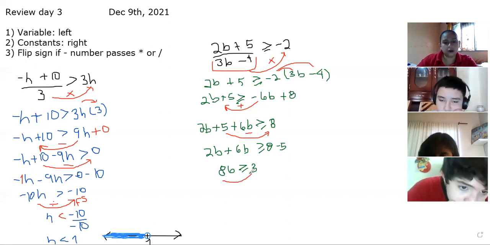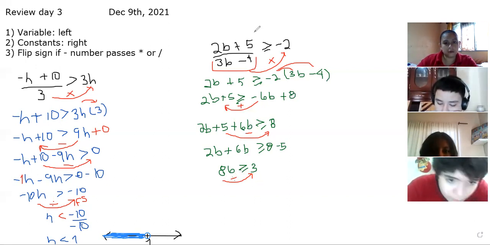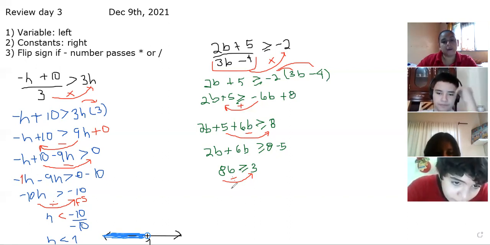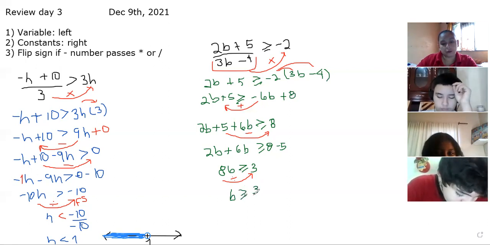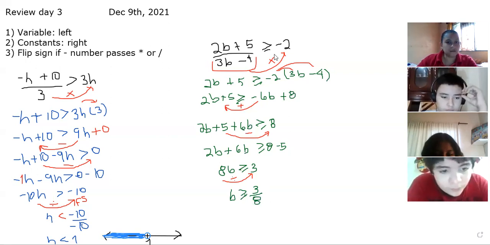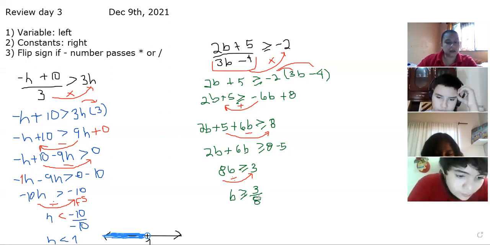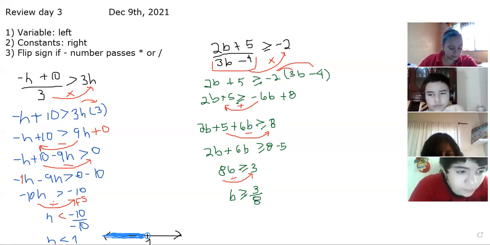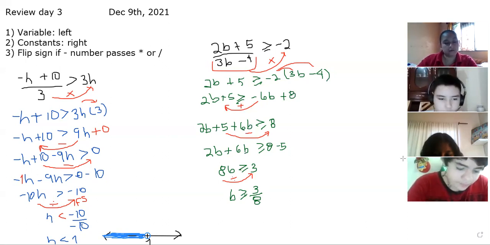So this 8 goes to the other side. How? Dividing. Should I flip the sign? No, because the number is positive. You only flip the sign when the number is negative. So you keep it like that: b is greater than or equal to 3/8. Can I do anything else? Can I simplify that? Any number that can help me simplify that? No. So what should I do now?